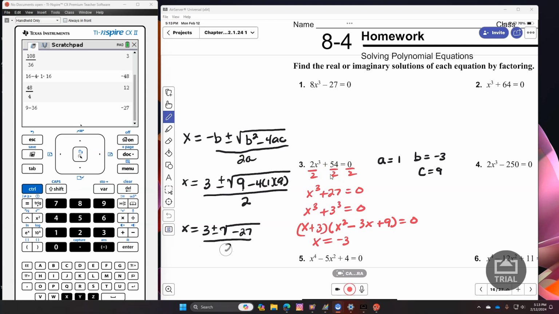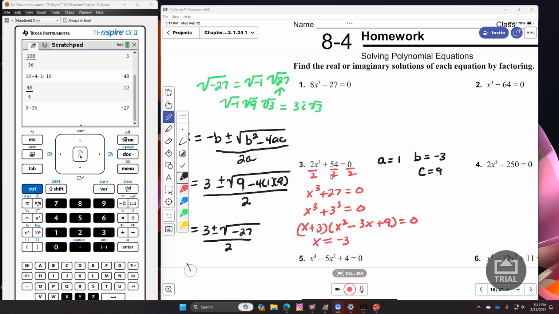Divided by 2. And we know that the square root of negative 27 is imaginary. It's the square root of negative 1 times the square root of 27. And we know that the largest perfect square that goes into 27 is 9. So you will have the square root of negative 1, the square root of 9 times the square root of 3. And once again, what is the square root of 9? 3. So 3i square root of 3.